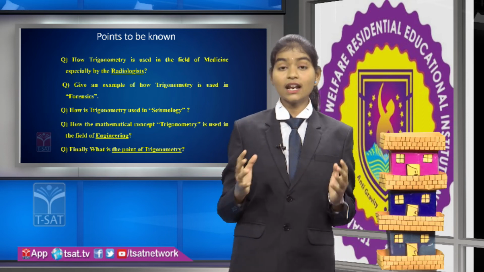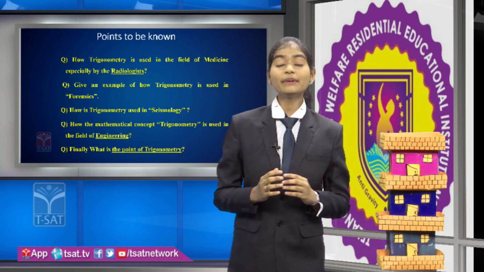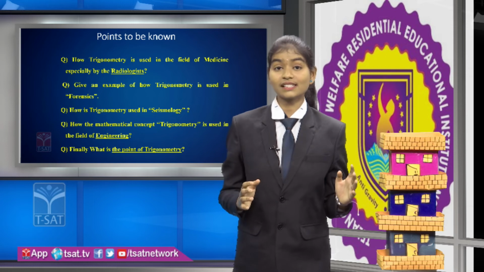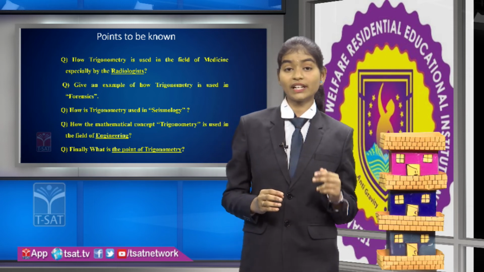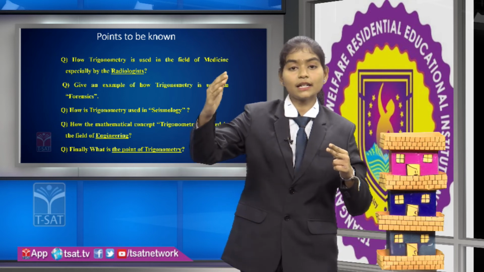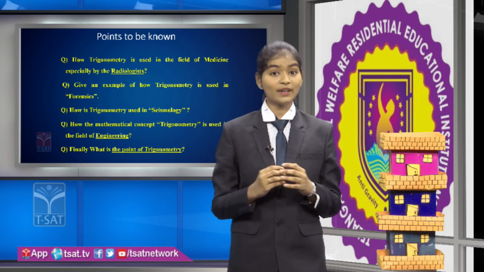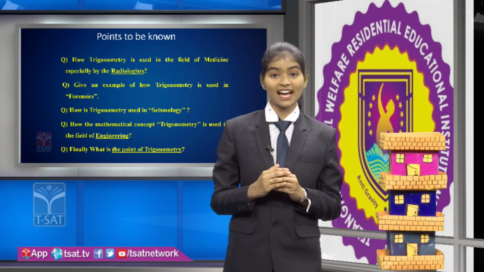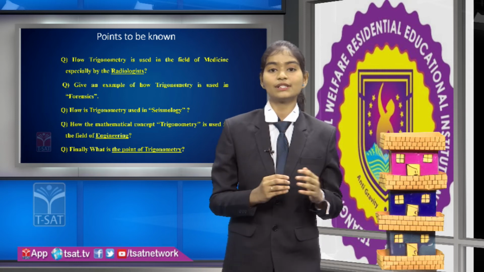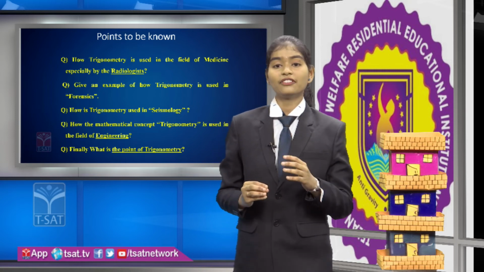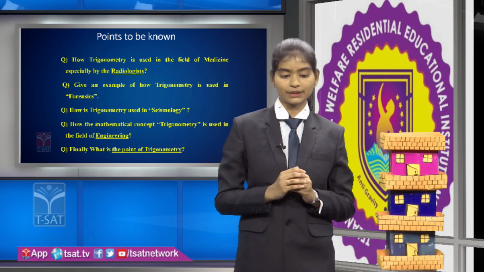Give an example of how trigonometry is used in forensics. Trigonometry is used in forensics by investigators. They find the distance between the revolver and the person who was standing far away. And now let us know how trigonometry is useful in seismology. Trigonometry is useful in seismology for finding the center of the earthquake and the intensity of the earthquakes.